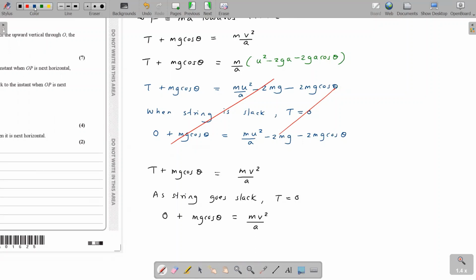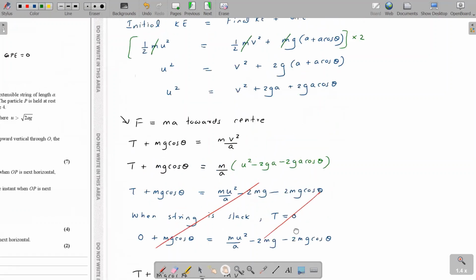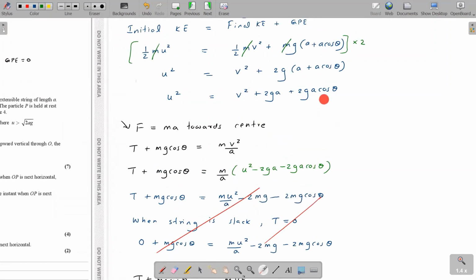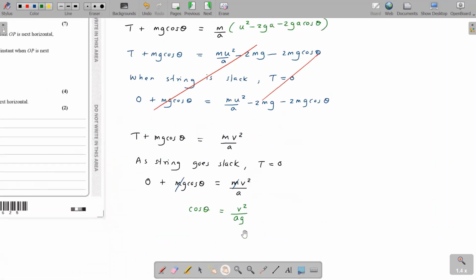Are you with me? So now the m can cancel out and we can actually get a value for cos theta here. So I get cos theta is v square over ag. Is that okay? So now to get the show that, what do I do? I take this cos theta value and substitute it into the first equation. That's the easiest way to get it down.